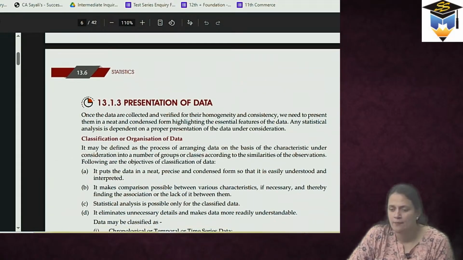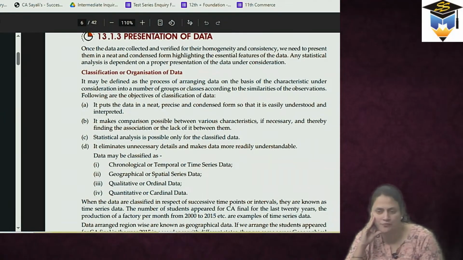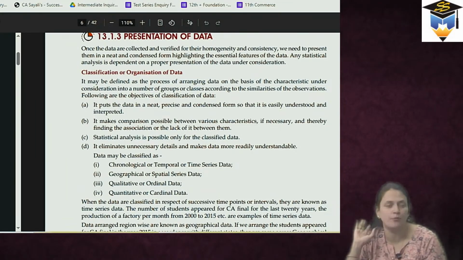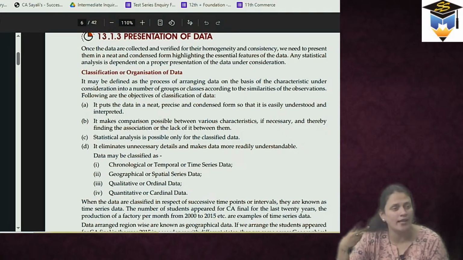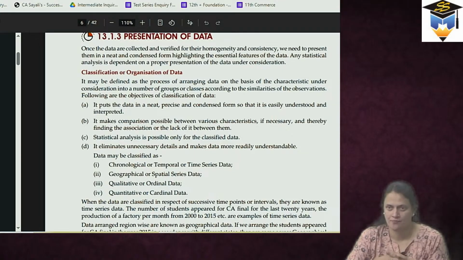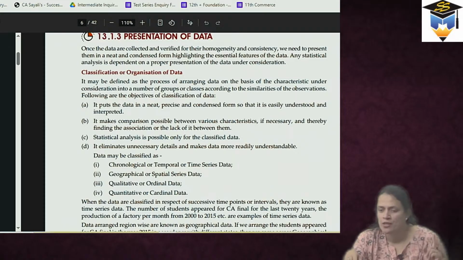Then next is presentation of data. So classification, what is presentation of data? When we talk about the data that is collected and verified, okay, there has to be a homogeneity and a consistency. So classification or organization of data is very important. क्योंकि if you just write data haphazardly in a random manner, कुछ भी लिखोगे कहाँ पे भी, then it will not help us. So there has to be a certain type of presentation that is important.